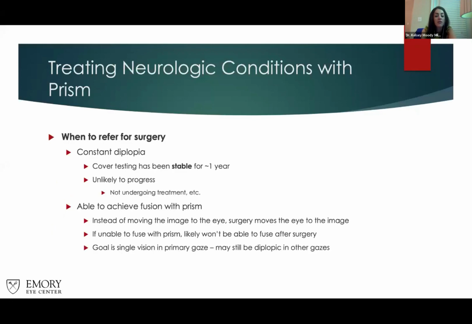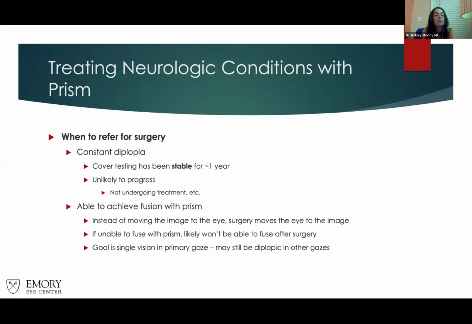So when do we refer for surgery? I usually refer for patients who have constant diplopia and their cover testing has been stable for about a year. If we get to 6 months, you can think about putting the referral in at that point because it may take time to get in with your surgeon and they may want to evaluate them themselves.